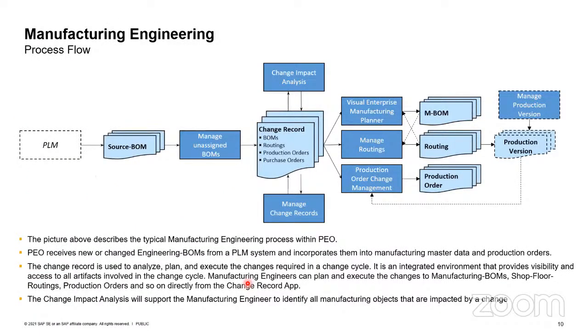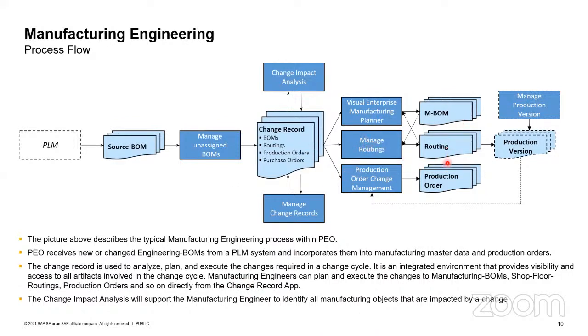So here you can see the manufacturing engineering process flow. Before going into the process flow, let me tell you the master data. What are the different master data we have for PEO? So we have material master, work center, version controlled BOM and routing, and also production version.